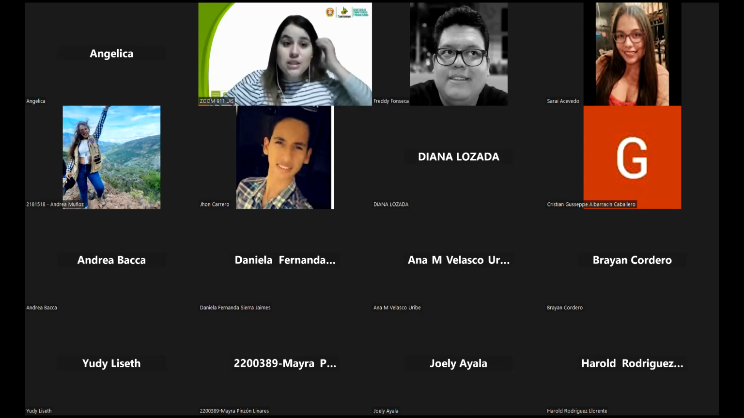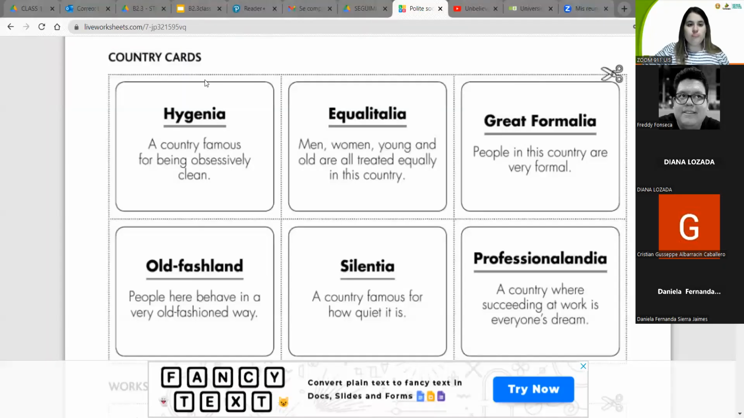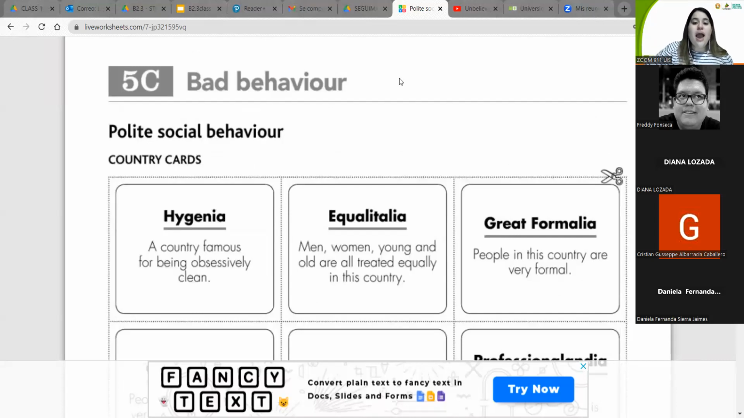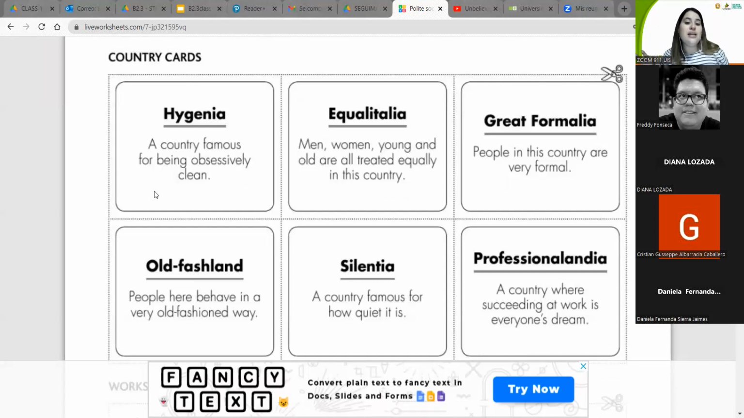Okay, guys, so we're going to finish with a group work in which you are going to have a country. This country is not a real country. Let me share my screen here. Okay. These are the country cards. We have Hygienia, Equalitalia, Great Formalia, Old Fashioned, Silentia, Professional India.